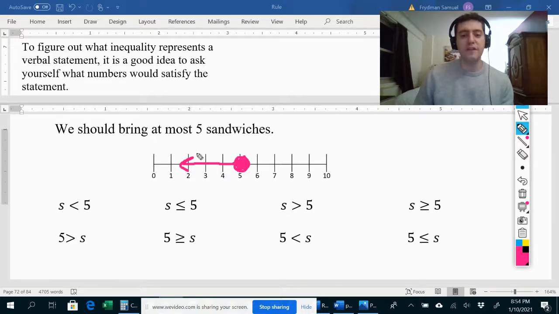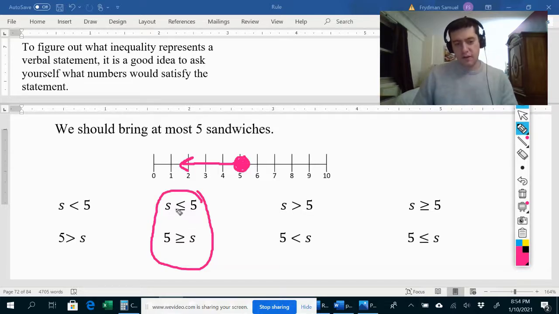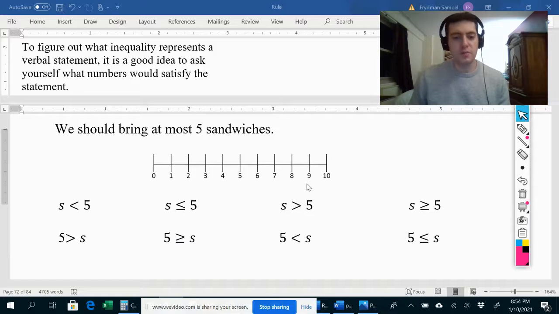So we want 5 or less, which is these two. And really, this is the same inequality. I just have the S written on the left here and the S written on the right here. But in both of these, the important thing is the S is next to the pointy part. And we also have these lines underneath it. Okay, let's move on.